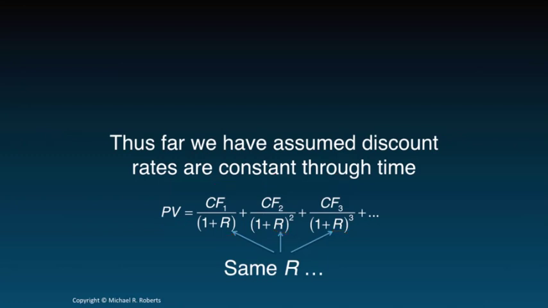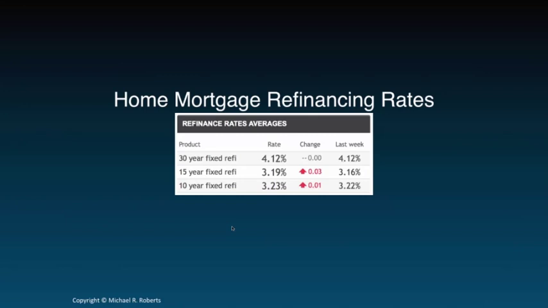Now, in reality, it seems as if interest rates vary with the term of the investment. Let me give you some examples. Here's a screenshot of home mortgage refinancing rates that I took not too long ago. And you can see that as the term of the mortgage refinancing varies, so too does the rate, or APR. And consequently, so does the EAR, the discount rate.